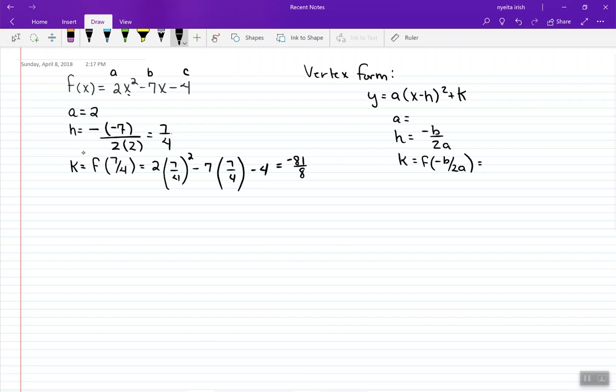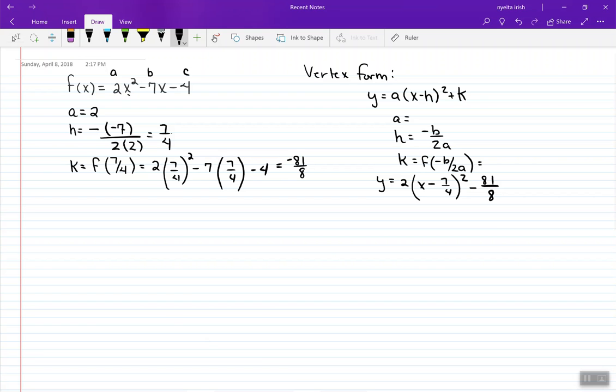So once I have those three pieces of information, you go right to the vertex form and you plug that information in. A is 2, (x minus 7/4) quantity squared, and then plus k. K happens to be negative 81/8. So I'm just going to put in negative 81/8 for k.